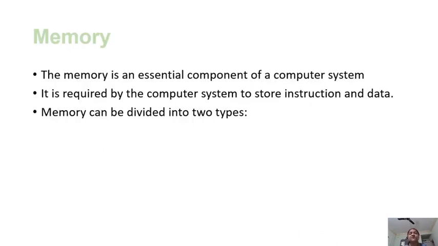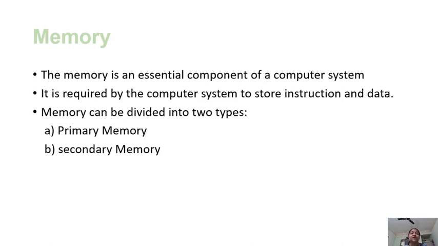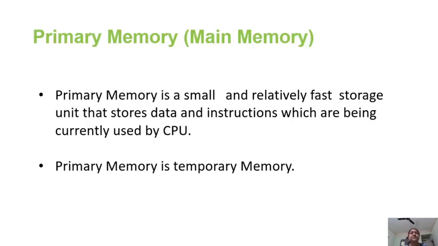Memory. The memory is an essential component of a computer system. It is required by the computer system to store instructions and data. Memory can be divided into two types: primary memory and secondary memory. Primary memory, that is main memory, is a small and relatively fast storage unit that stores data and instructions which are being currently used by CPU. Primary memory is temporary memory, also called volatile memory.